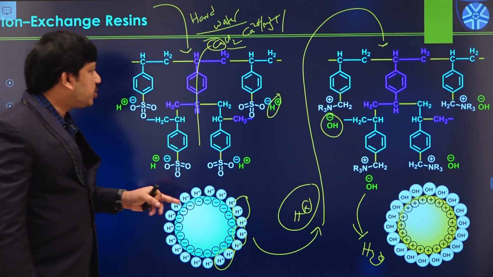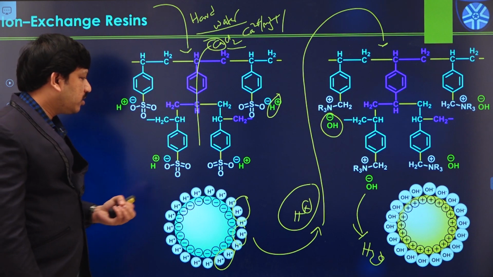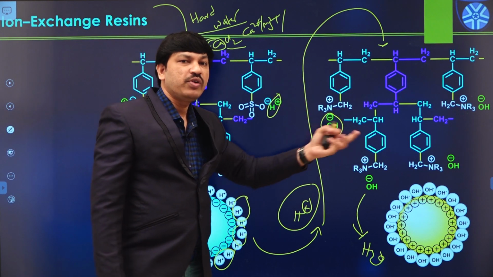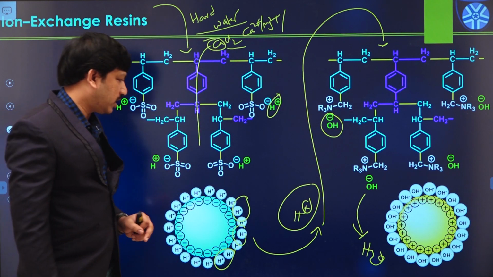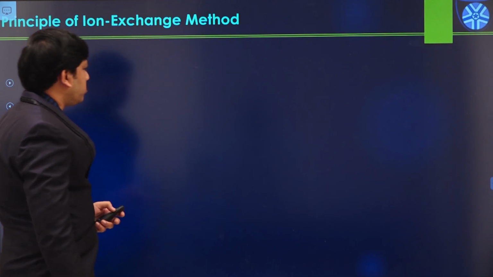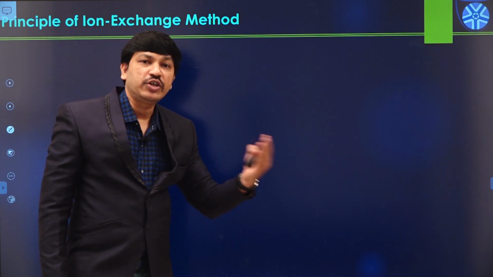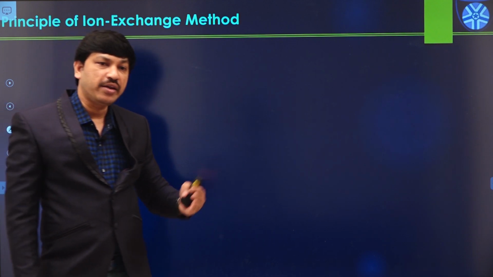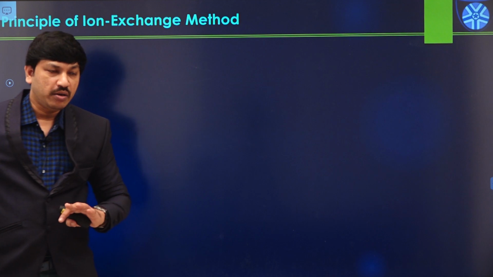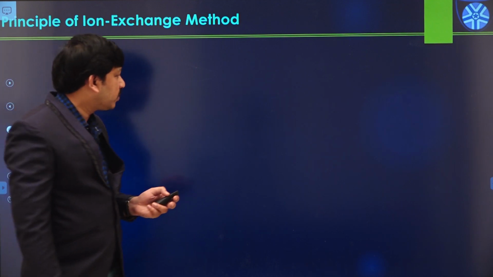First, the cation exchange reagent removes all types of cations, and second, the anion exchange reagent removes all types of anions available in the water sample. So let us see how it is possible. Now, the principle of the ion exchange method. Basically, in this case, there is exchange of cations or exchange of anions from the solution to the resin surface.